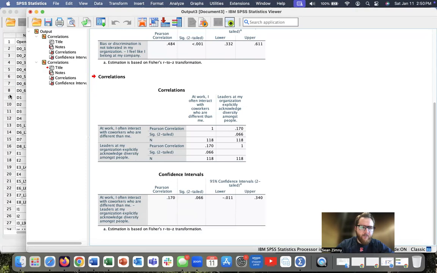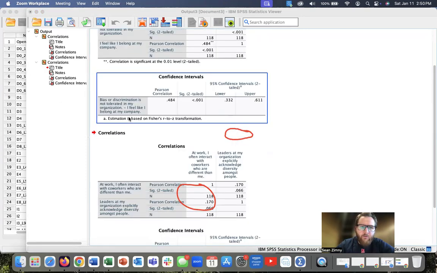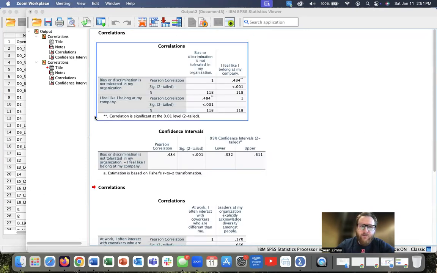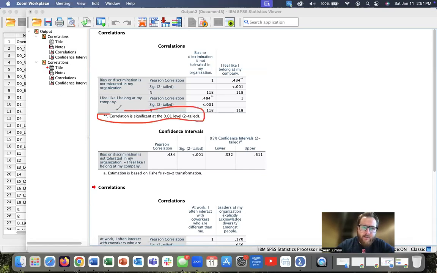So here, let me get that pen out again. See that significance? 0.66? That's not less than 0.05, is it? And down here, you can see it again, 0.66. And in the original, let me scroll up. There we go. In the original, we had this that said correlation is significant at the 0.01 level.